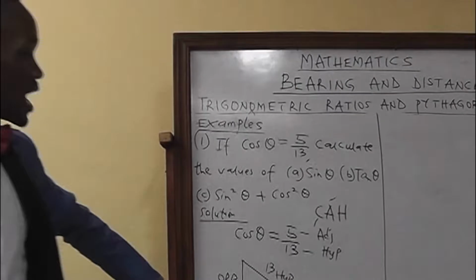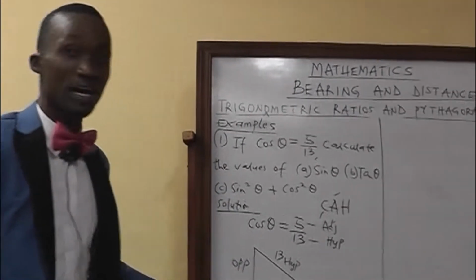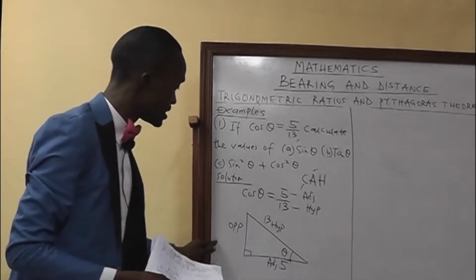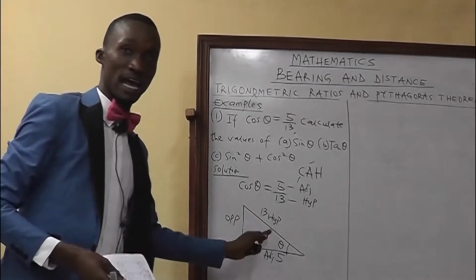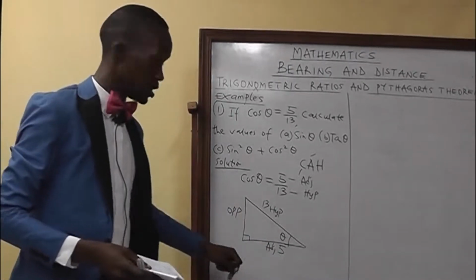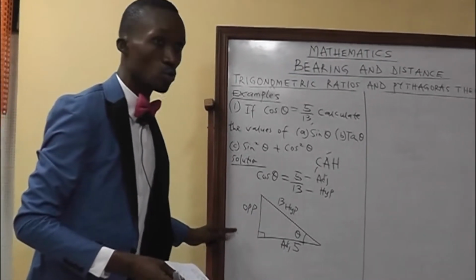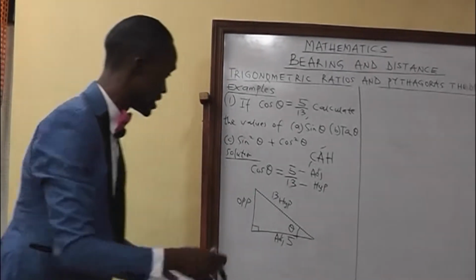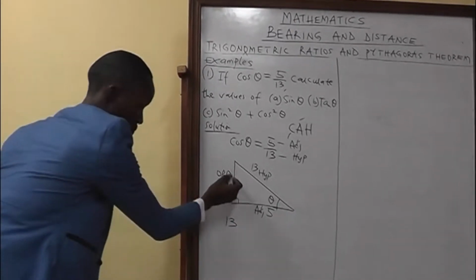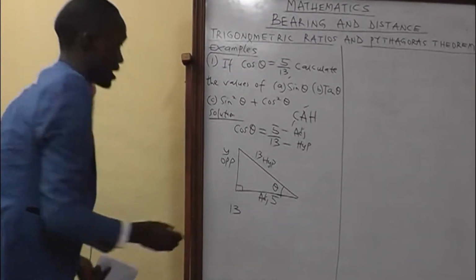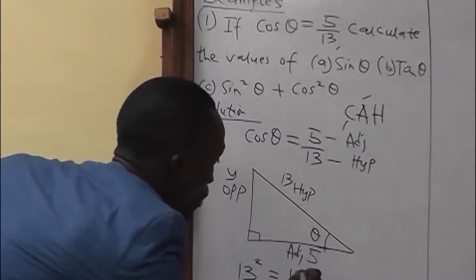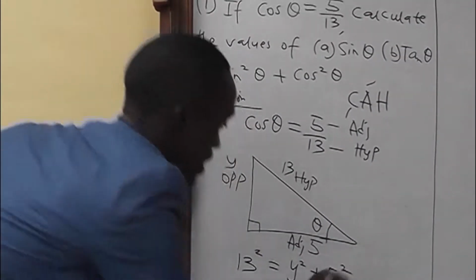Now after this, we need to go back to what Pythagoras Theorem says, and let me quickly recap that. Pythagoras Theorem says the square of the longest side of a right angle triangle, or the square of the hypotenuse side of a right angle triangle, is equal to the sum of the squares of the other two sides. Now if you take that to this, the hypotenuse side is 13, and I will represent this other side with an alphabet, maybe y, for instance. So I have 13 square is equal to y square plus 5 square.